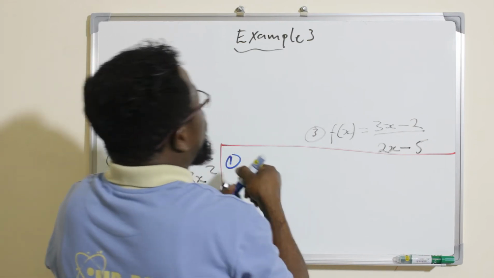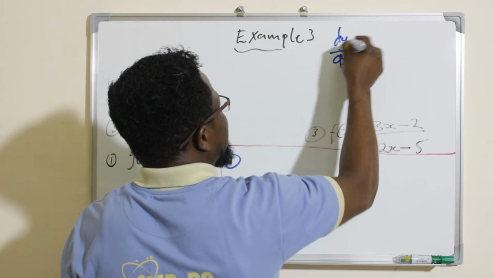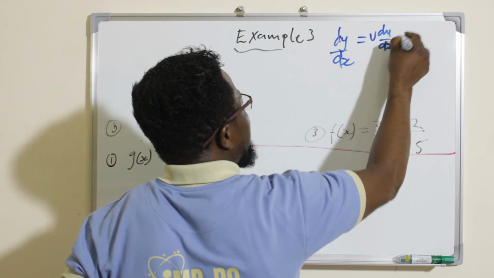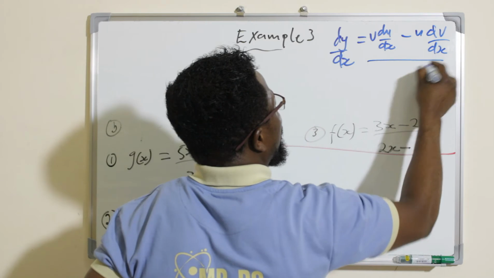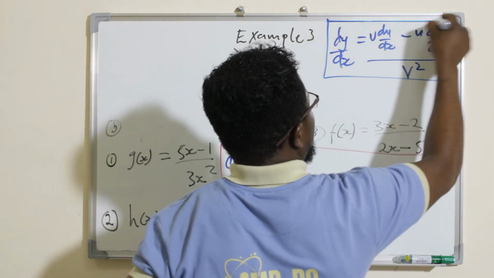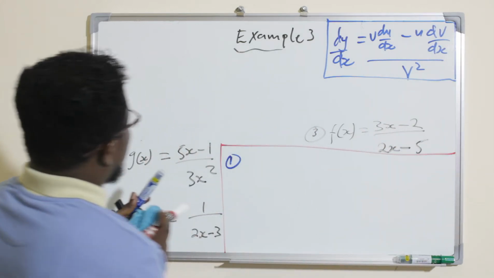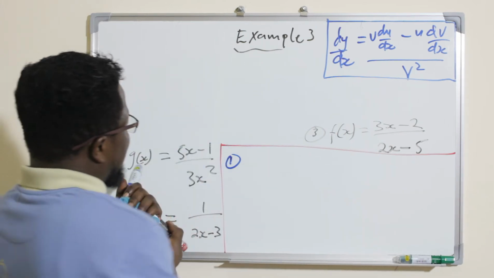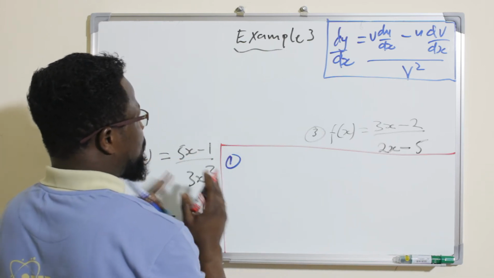So by the quotient rule, we know that dy/dx is equals to v du/dx minus u dv/dx all over v squared. This is our quotient rule. So if this is the quotient rule, then we are going to apply that in solving this particular problem. What is my v and what is my u?